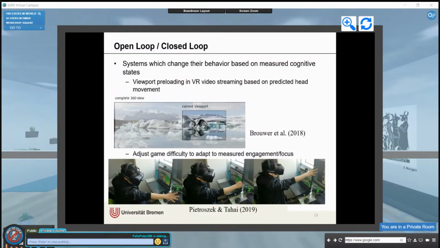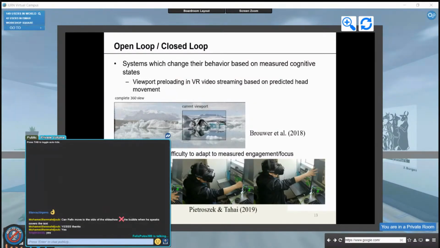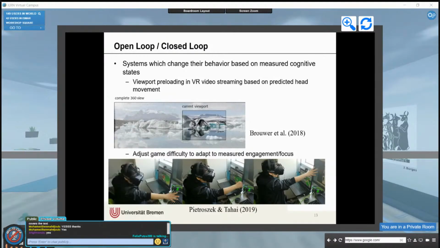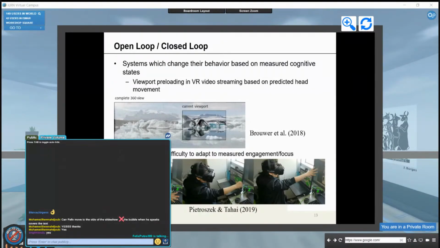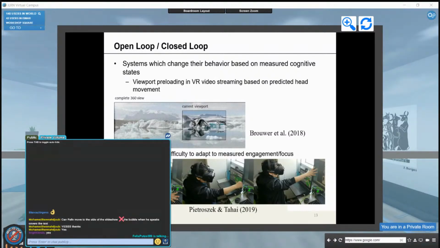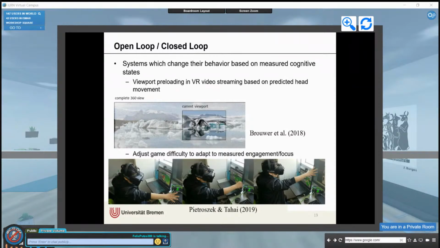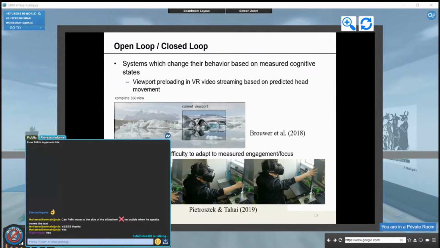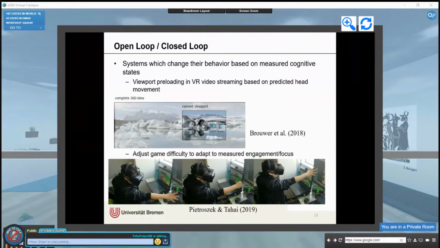And just two very brief examples on that would be work by Brouwer et al., where they directly adapted the video preloading in a VR video based on the predicted head movement, which was predicted through EEG, which was actually quicker than looking at the movement data. So it responded earlier and gave more time for video preloading. Or things like adjusting game difficulty, for example, based on the measured engagement of a person. Right? If we know that the person starts to disengage with a training task in VR, then it's possible to adapt the system and, for example, increase the game difficulty to avoid boredom, or decrease it to avoid frustration.